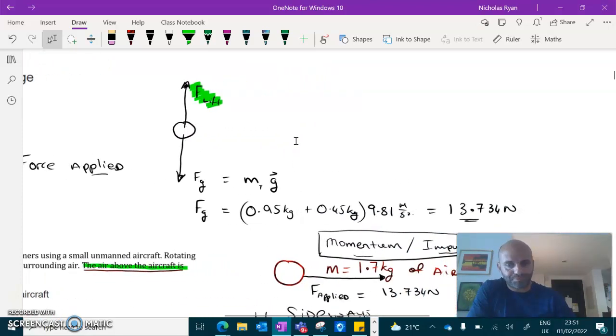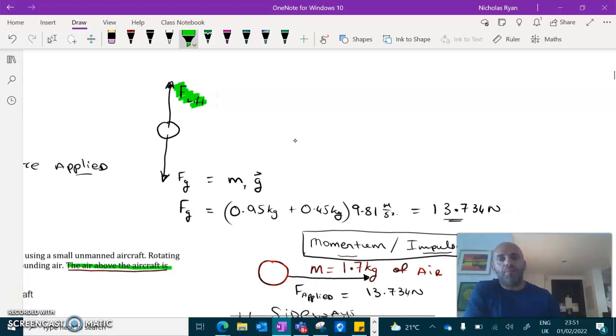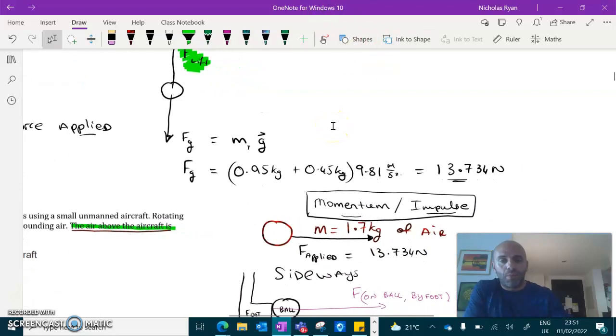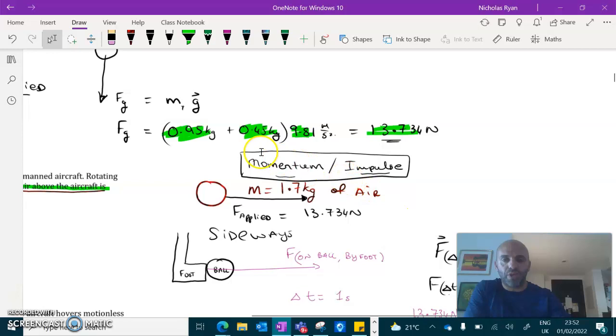So, straightforward enough. The lift force, summing the forces here in the y direction, again I've just sketched a free body diagram for that. This is the drone, of course, that I'm talking about here. But I know that the lift force that's acting on the drone is going to be the same size force that's acting on the 1.7 kilos of air. Okay. So we've got a total mass of the drone and the package and the string times gravitational field strength, and that works out to be 13.73, or roughly 14 newtons of force.